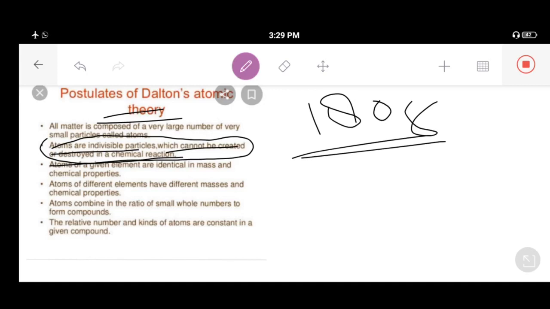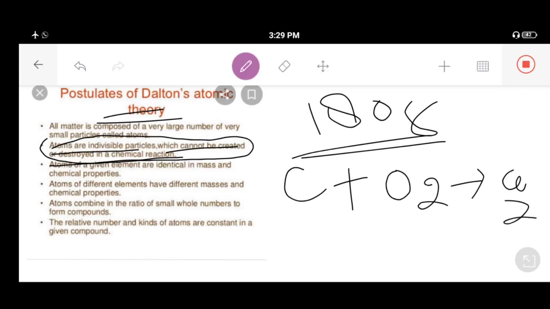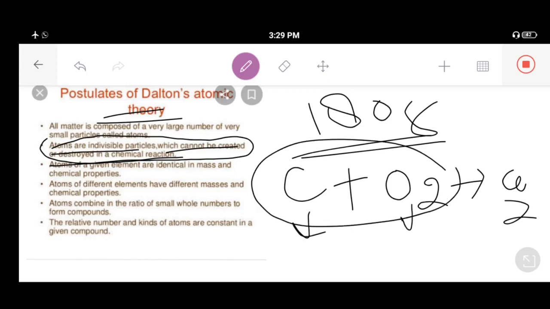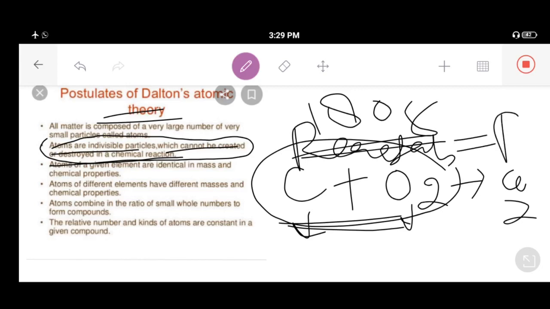I told you that, for example, this is carbon. What this second postulate is telling us is that this carbon, whenever it reacts with oxygen, forms carbon dioxide, a CO2 molecule. The moment there's a chemical reaction, atoms or individual particles can't be created or destroyed. These two are called reactants. The reactant side should always equal the product side, meaning the mass of the reactants should equal the mass of the products, in accordance with the law of conservation of mass.